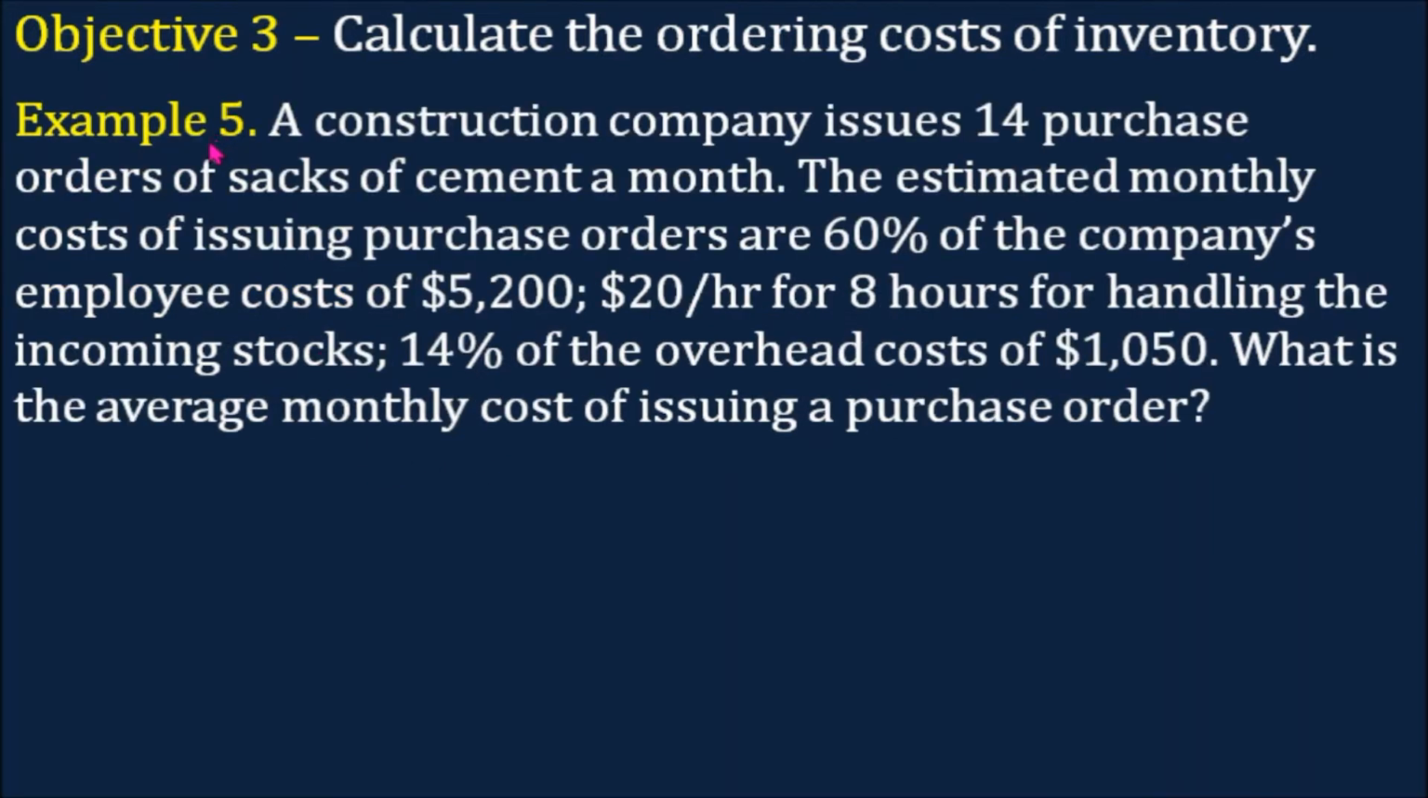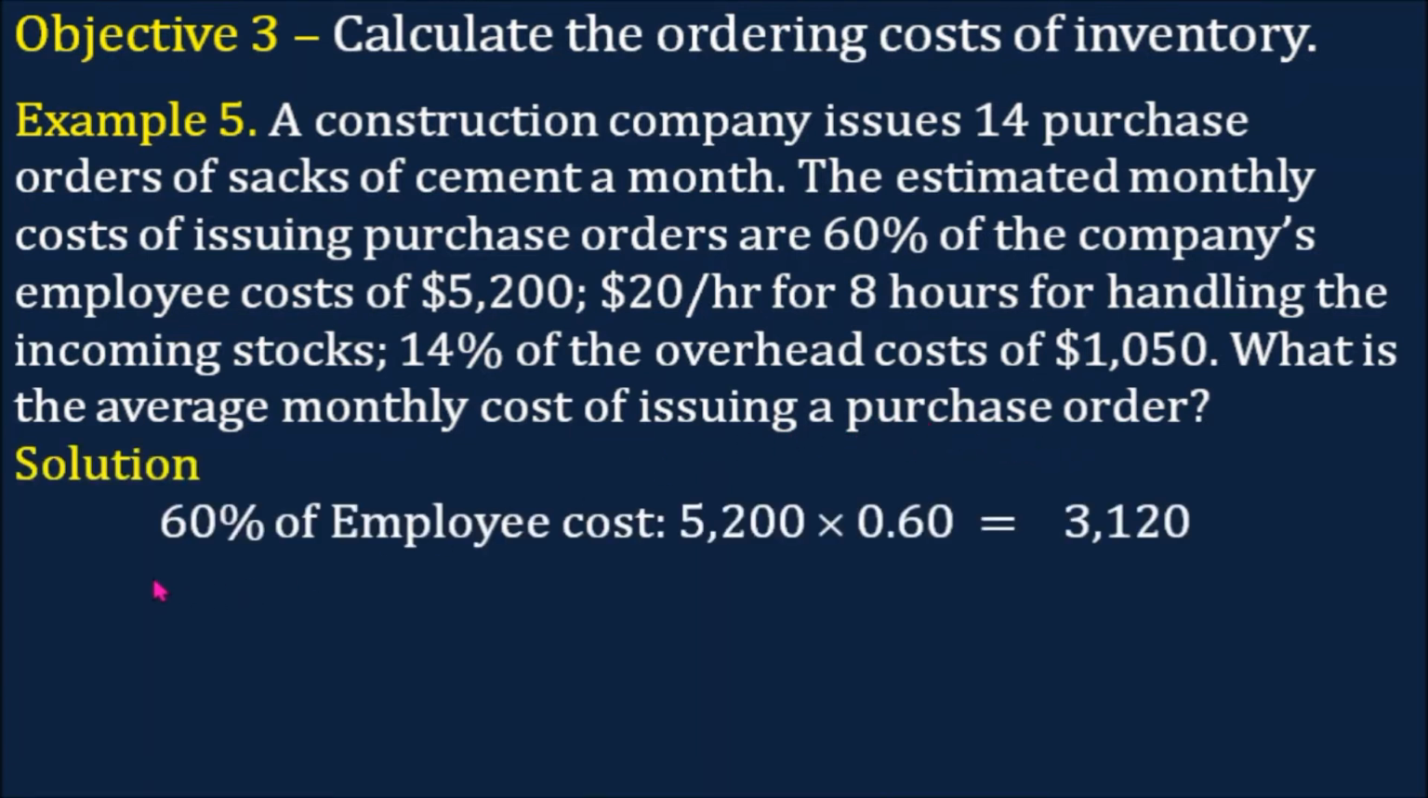Example number 5. A construction company issues 14 purchase orders of sacks of cement a month. The estimated monthly costs of issuing purchase orders are 60% of the company's employee cost of $5,200, $20 per hour for 8 hours for handling the incoming stocks, and 14% of the overhead cost of $1,050. Question: what is the average monthly cost of issuing a purchase order?